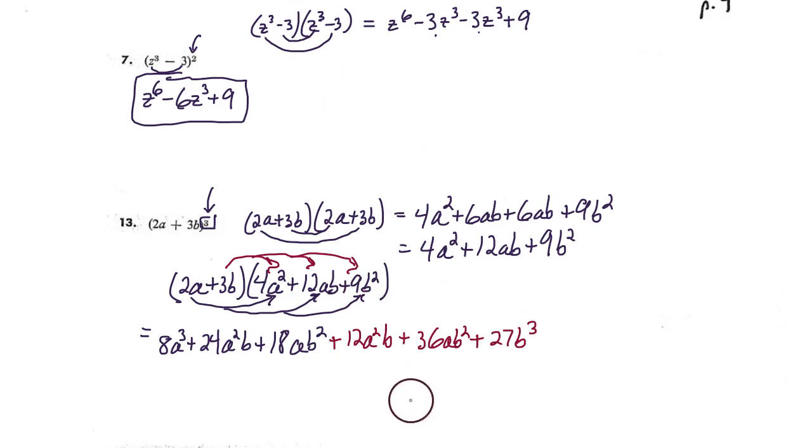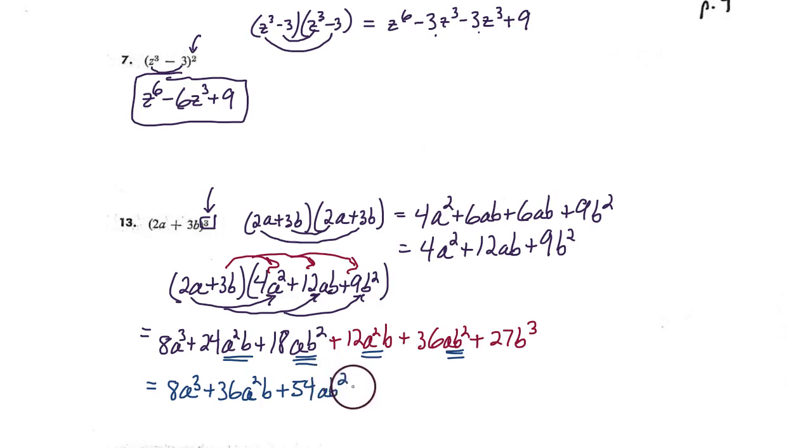Next step is to look for combining like terms. We have 8a cubed. Then we have an a squared b, and later on another a squared b. So when you combine, that's 36a squared b. Then we have an ab squared, and later on another ab squared. So 18 plus 36 makes 54ab squared. And our last term is 27b cubed. So this long polynomial is the result of that question.